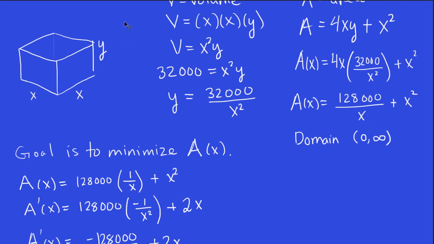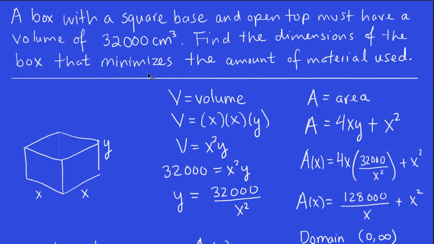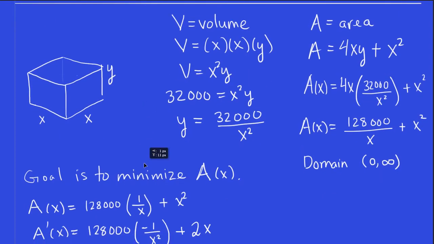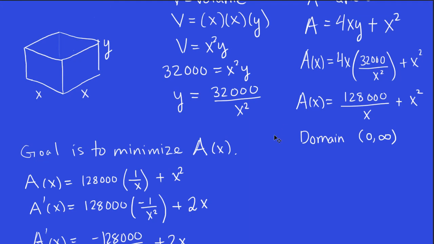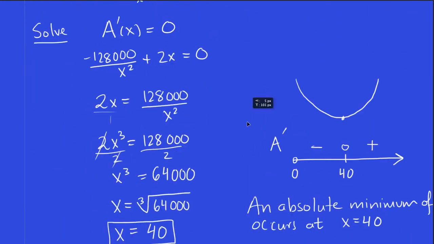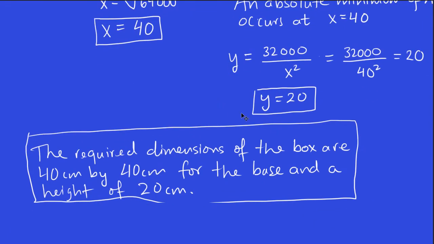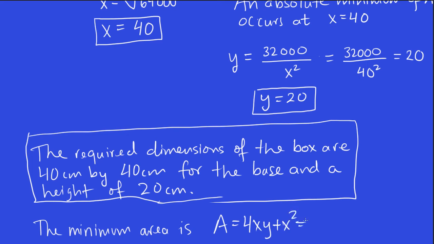Now, you notice this question didn't actually ask for the area. They didn't say, what is this minimum area? But we could easily find it, right? We would just put our numbers in this formula here, 4xy plus x squared. Why don't I do that just for fun? So the minimum area is, well, it's 4xy plus x squared, right? So it's 4 times x is 40, y is 20. Whoops, I made a mistake there. X is actually 40, right? So this should be a 40, not a 20.